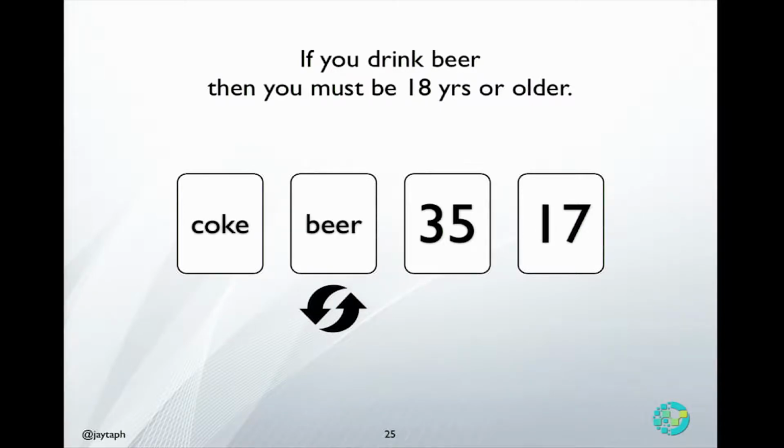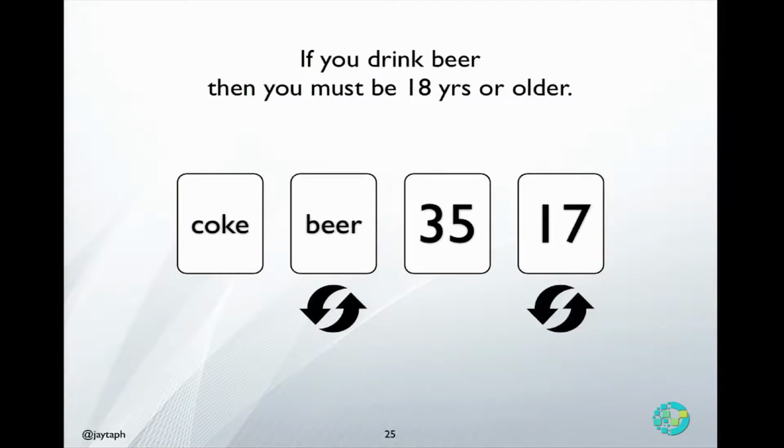If you're 35 years old, who is 35 or higher? Older? That's not a lot of people. Oh, we're the old gang. The old school. Okay, if you're 35, does it matter if you drink beer or Coke? No, so we don't have to turn over that card. If you're 17, yes?